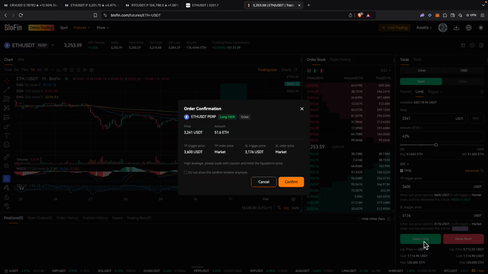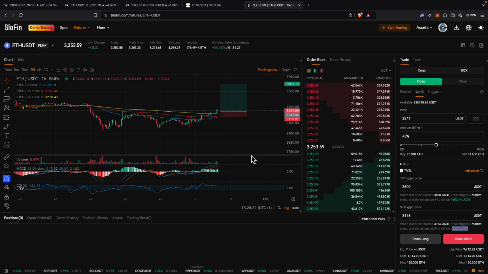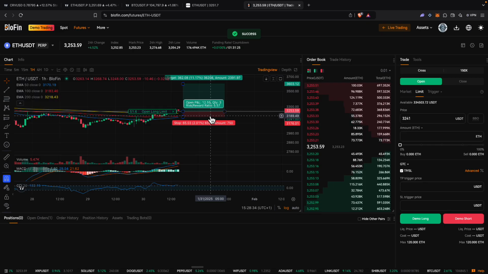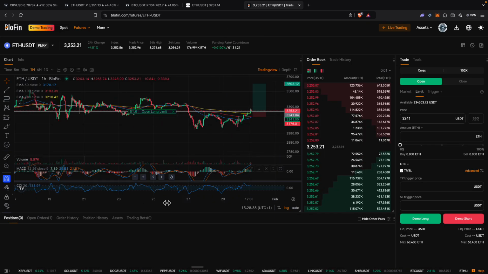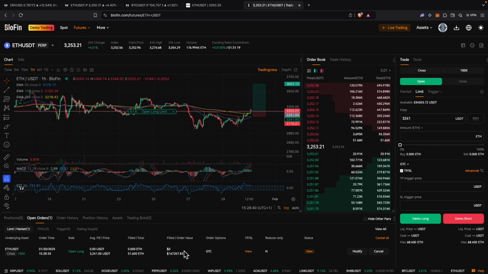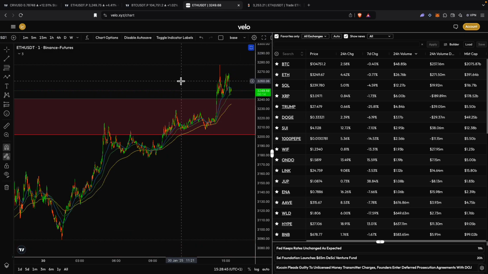So I set up my limit, I demo long, I hope it gets filled, and let's see how it goes with this one. Meanwhile, open orders is in here. Meanwhile, let's go have a look for other opportunities.